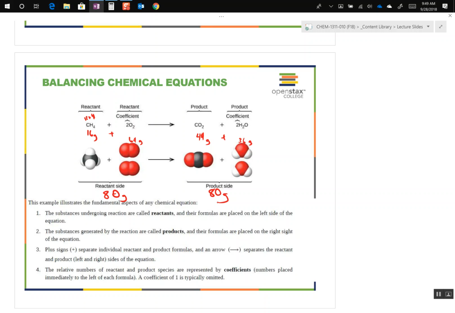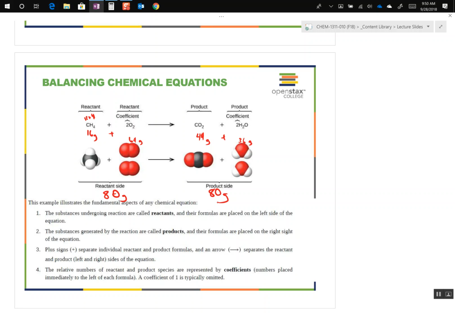Okay? So the law of conservation of mass has to be followed, and balancing chemical equations allows us to do that. All right? Okay. So these are our reactants. Reactants will rearrange to become products. And when you look at a chemical equation, that's how you always see it. You always see the reactants on the left side and the products on the right side. Okay? And the arrow between shows you which way they go.